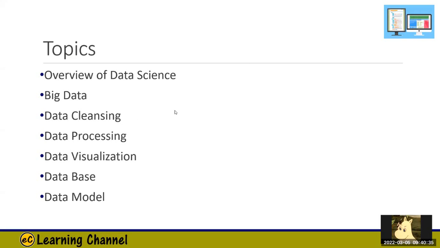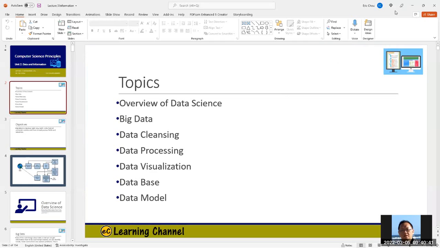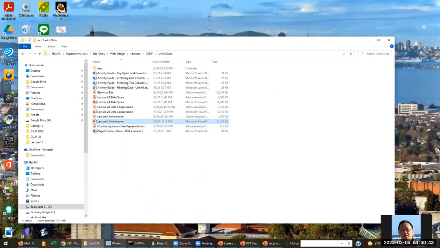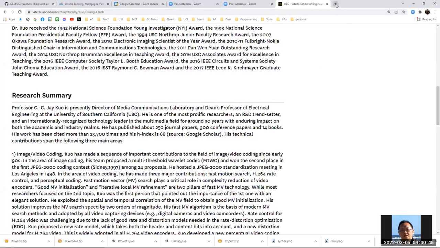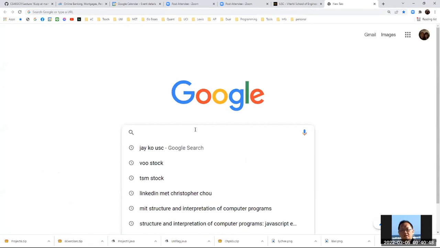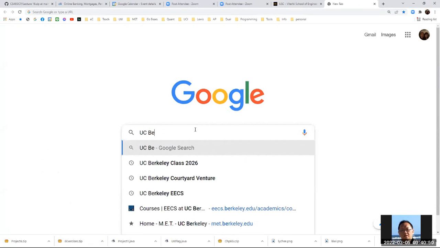So that's the purpose of why we study data science. Now I'm going to talk about the relationship of data science and computer science. Now let's actually look at UC Berkeley.